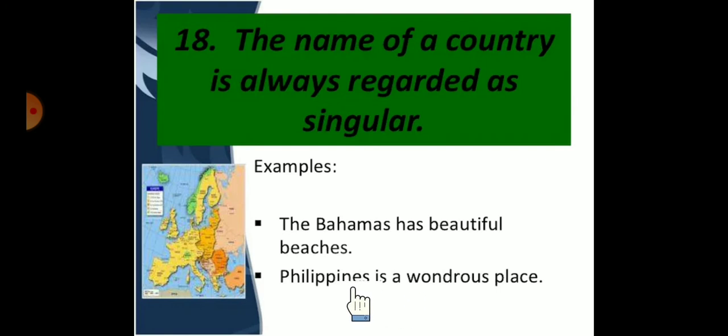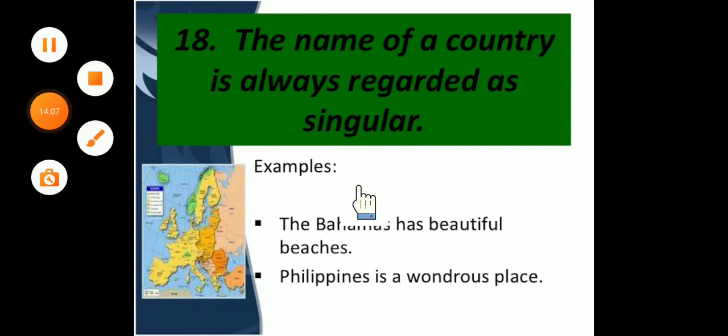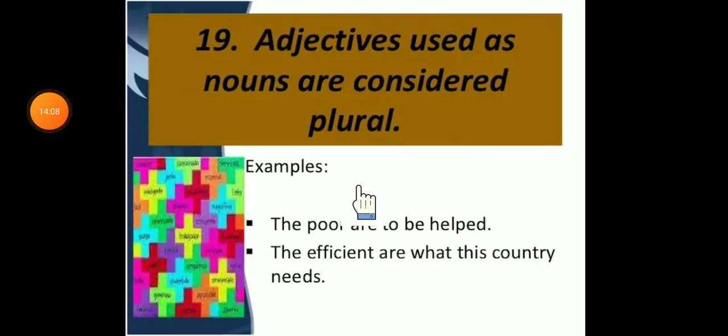So the name of the country, Bahamas and the Philippines. So here which form of the verb do we have to use? Singular form of the verb. The Philippines is a wondrous place. Understood? So this form of the verb we have to use according to rule number 18. Now let's begin with rule number 19.